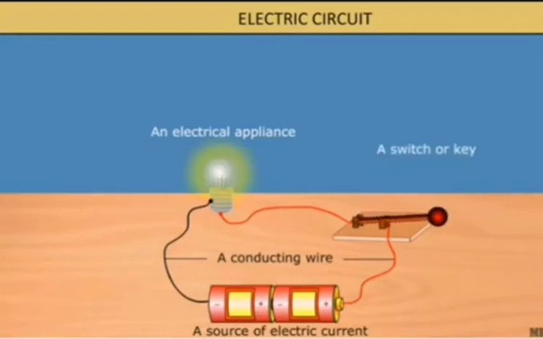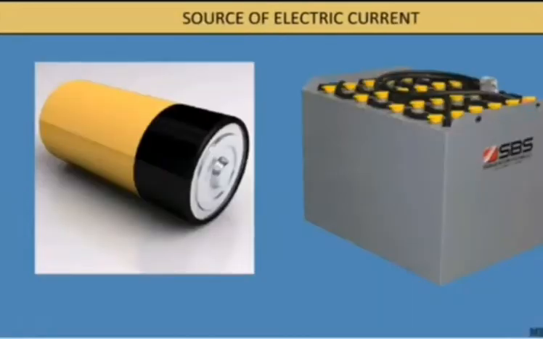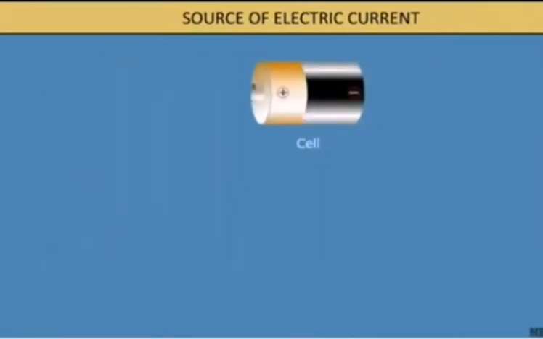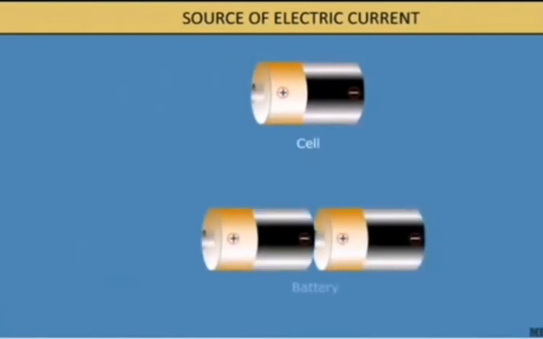When the switch is closed, the circuit is said to be a closed circuit. In this condition, the appliance works, and the bulb glows. However, the circuit is said to be open when the switch is open and there is no flow of current and the appliance doesn't work. A source of electric current can be a thing which draws current. It can be cells, batteries, etc.